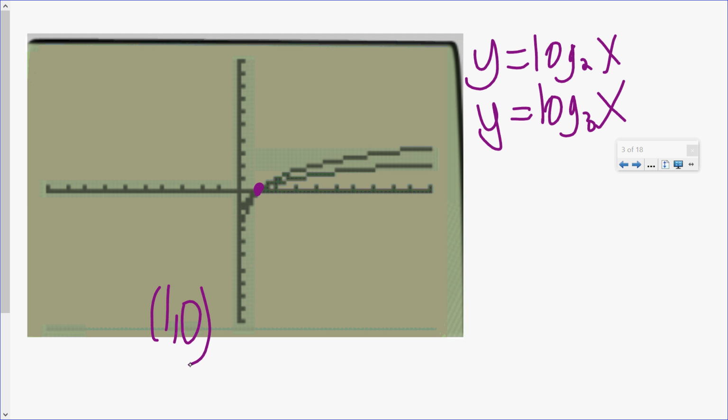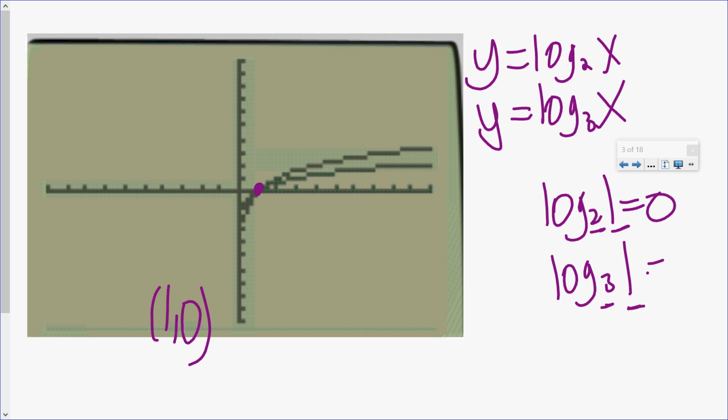If you remember, when x is 1, this is saying log base 2 of 1, log base 3 of 1. And this is saying 2 to what power is 1. This is saying 3 to what power is 1, and we talked about that in the evaluating logarithms lesson. Well, anything to the 0 power is 1. So if I want to end up with a 1, the power has to be a 0. That's why it passes through 1, 0.